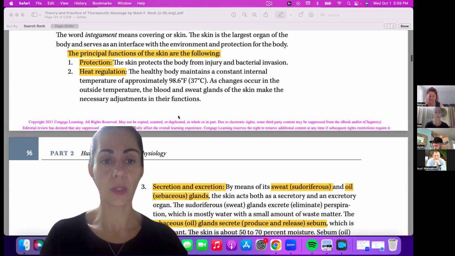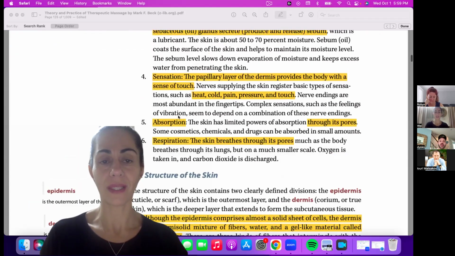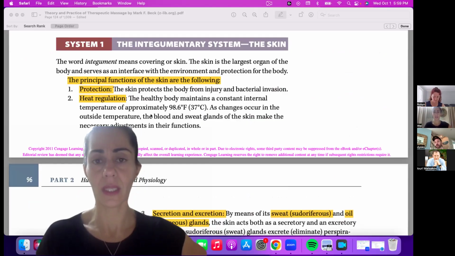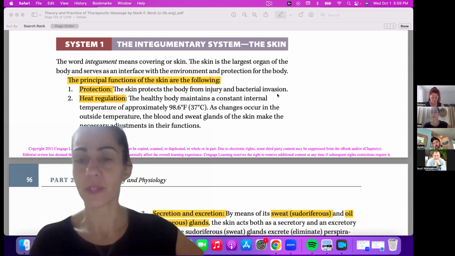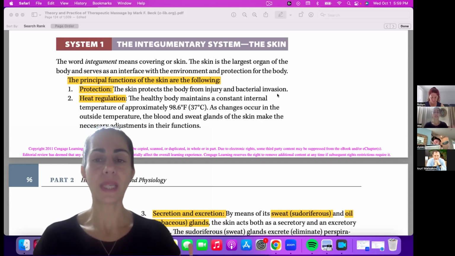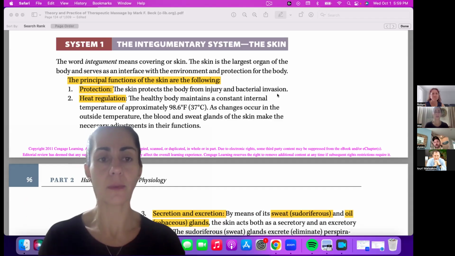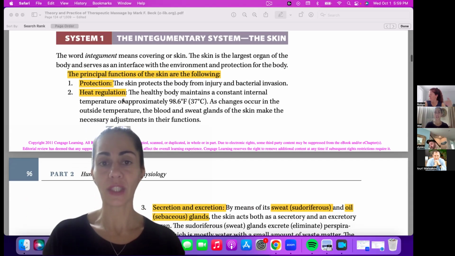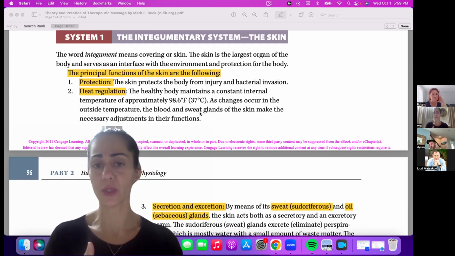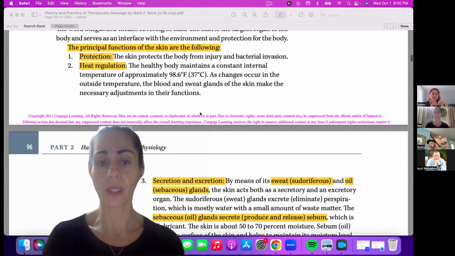We got 1, 2, 3, 4, 5, 6 functions. One is for protection, just like the membrane. So the skin protects the body from injuries and bacterial infection because without the skin, we're going to be bare with all our fluids and muscles and blood everywhere. So it protects us and keeps us in form. Next is heat regulation through the sweat and the blood. So we have external environment and internal environment is going to be regulated to create homeostasis through the skin.